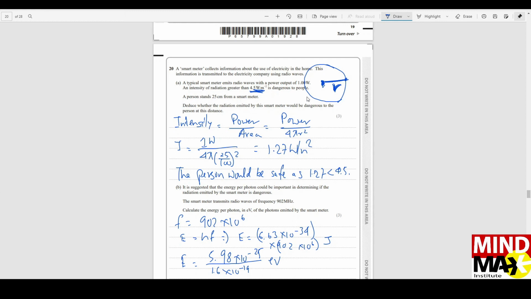So in this question, we have to see if the intensity of the radio waves being emitted from the smart meter is safe for people or not. It will only be safe if it's within 4.5 watts per meter square. If it's more than that, that's dangerous for people. So we simply have to find whether our intensity is less or more than that. So intensity is power by area. Power is given, and the area follows the inverse square law.